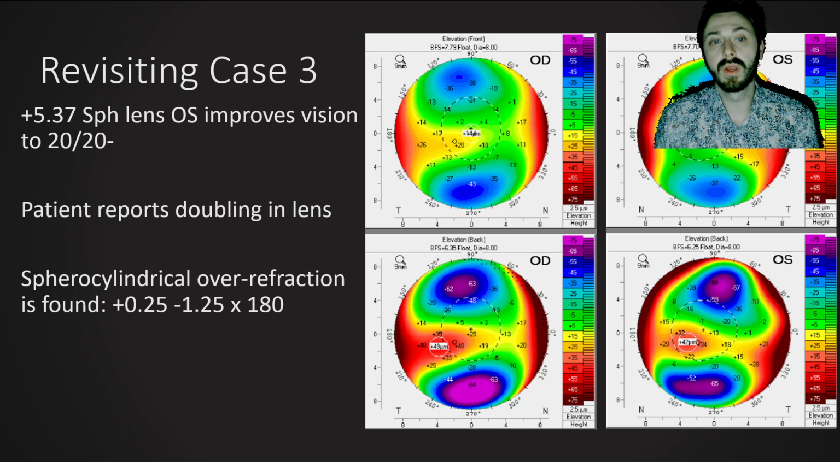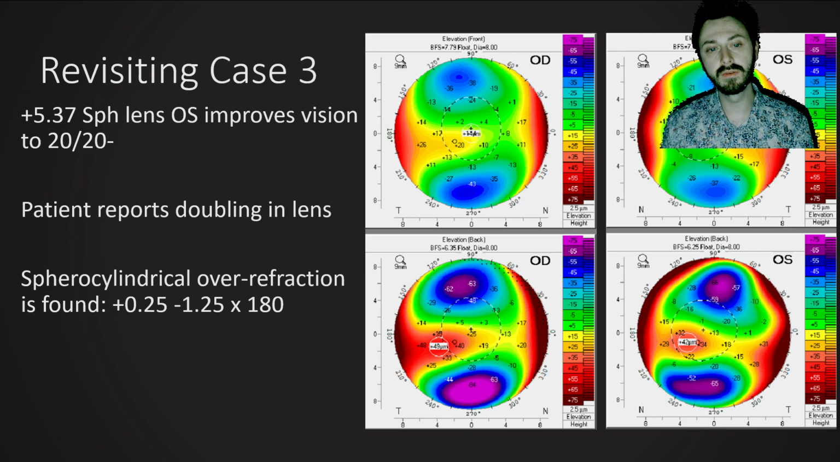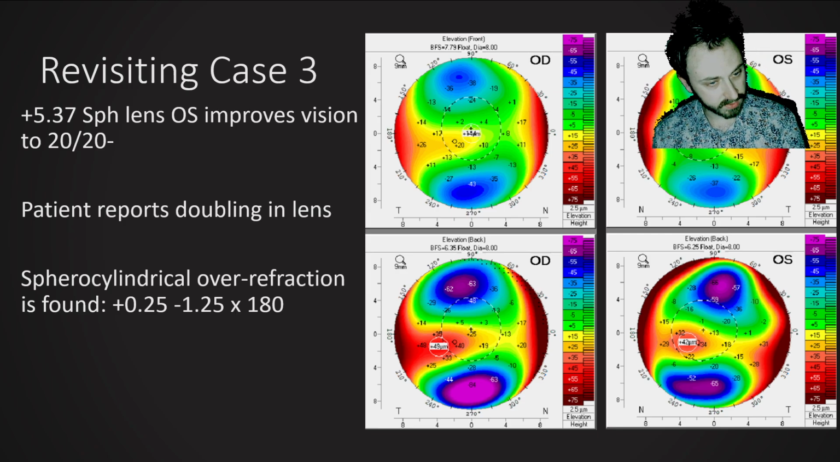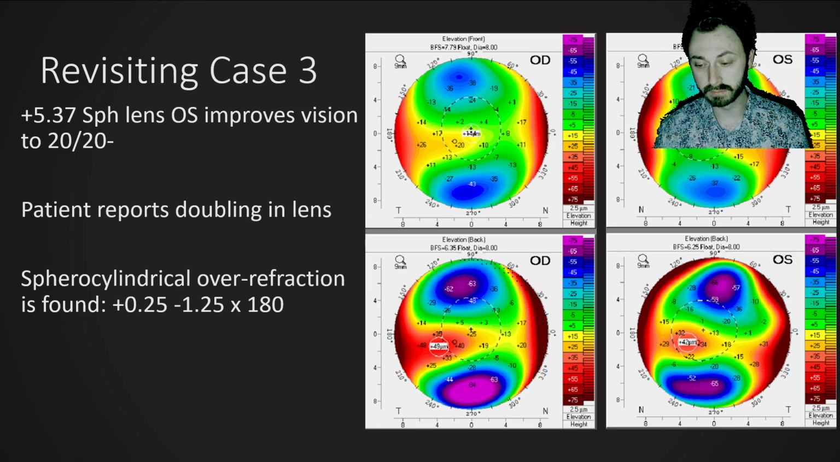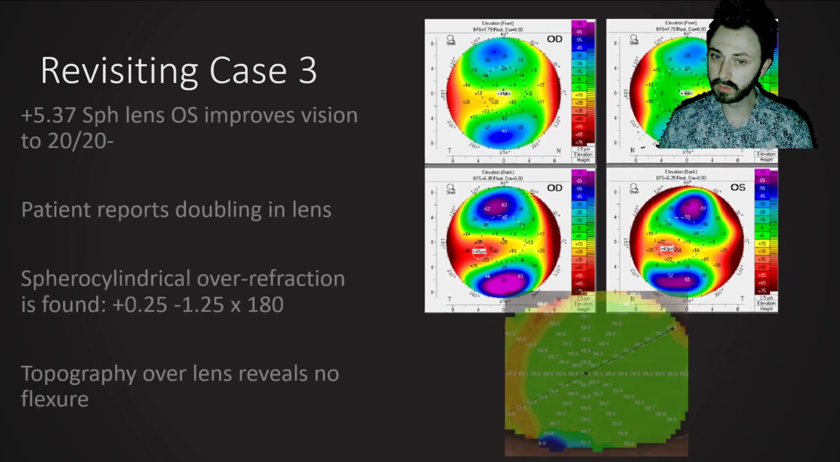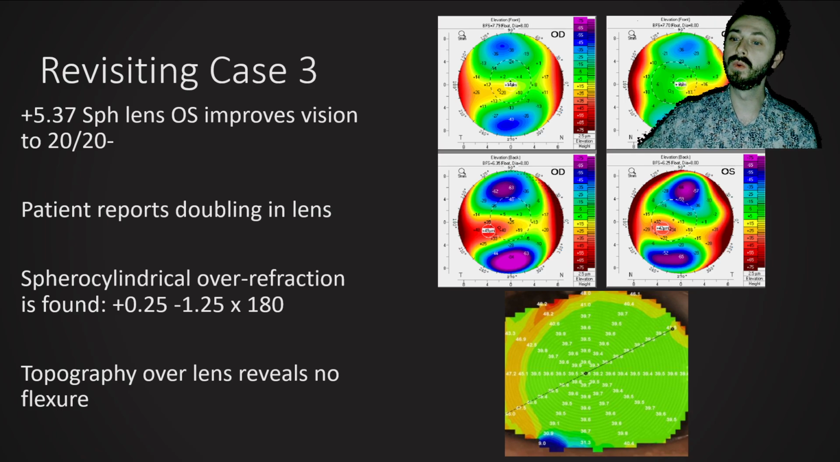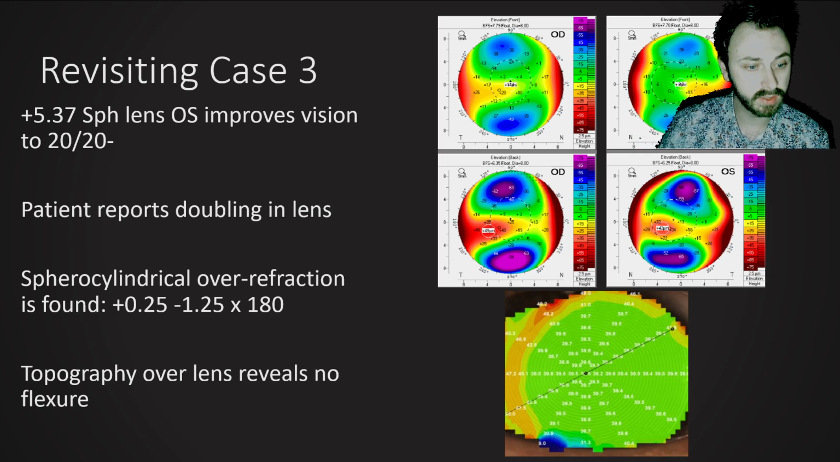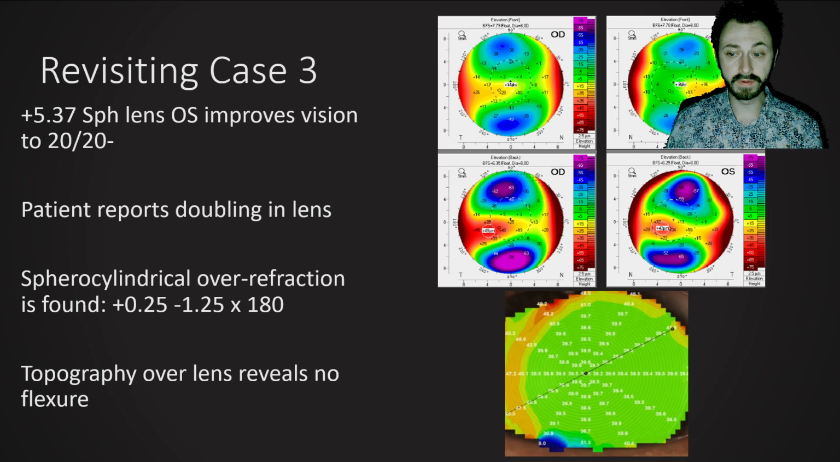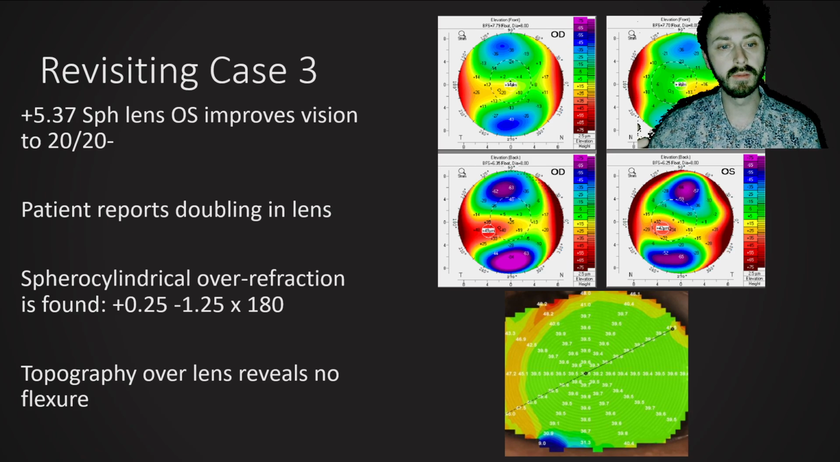But once we put it in the lens, same thing. It's still double. See two lines, one on top of the other. We did a spherocylindrical over refraction. We said uncorrected astigmatism. One thing that's important when checking for sphere, when you see cylinder in an over refraction, you want to check if the lens is flexing on the eye. We did topography over the lens, and looking at the tangential map here, a uniform green means that there is no significant flexure.